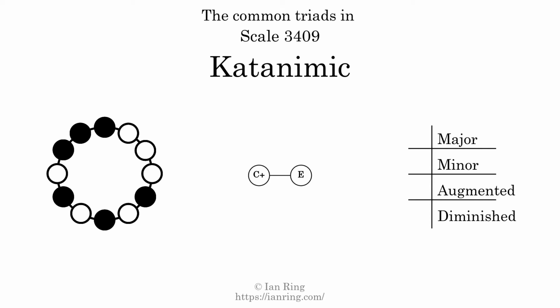Here are the common triads present in this scale. The diagram in the center is a graph of parsimonious voice leading between triads. There is one major triad. There are no minor triads. There is one augmented triad. There are no diminished triads. Here is a Hamiltonian path of parsimonious voice leading that uses all the triads.